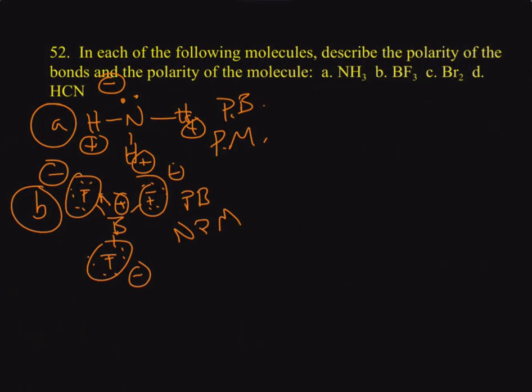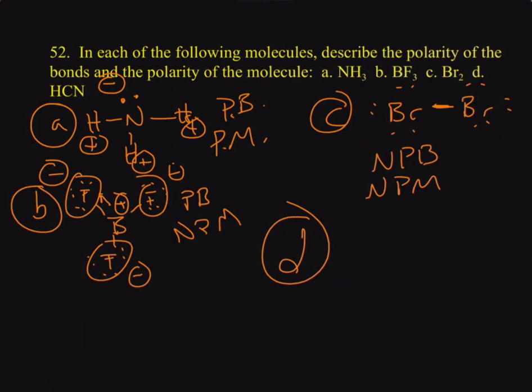And then we've got C, which is Br2. There's 2 bromine atoms bonded together. Since you have the same thing on both ends of this bond, the electronegativities are the same, so these are non-polar bonds. And again, since it's the exact same thing on both sides, it is a non-polar molecule.